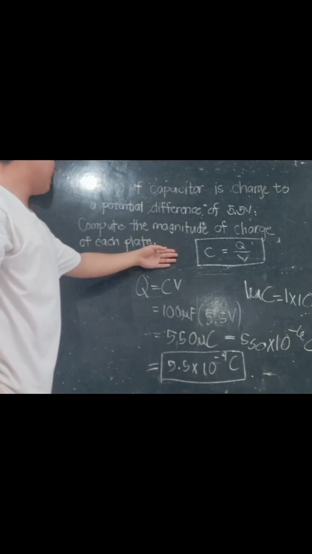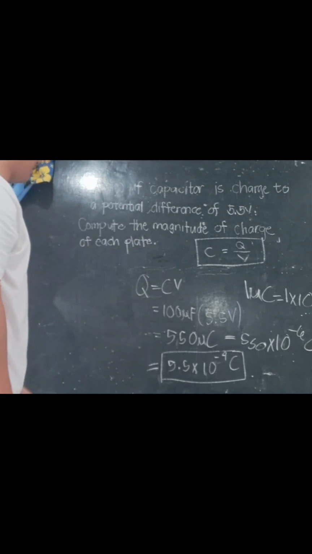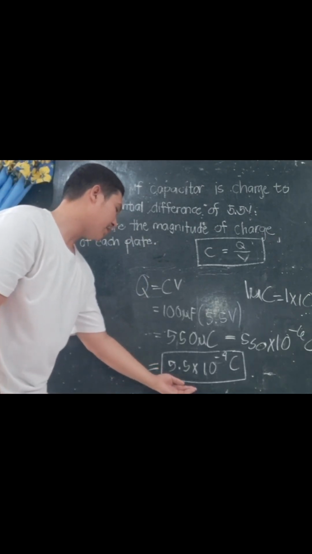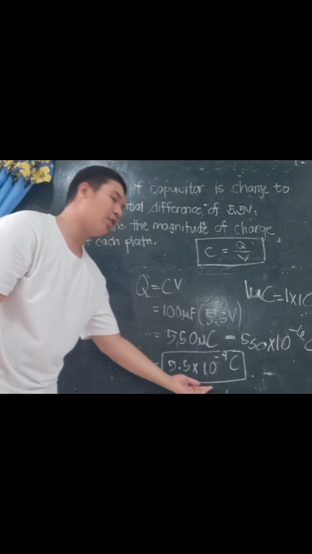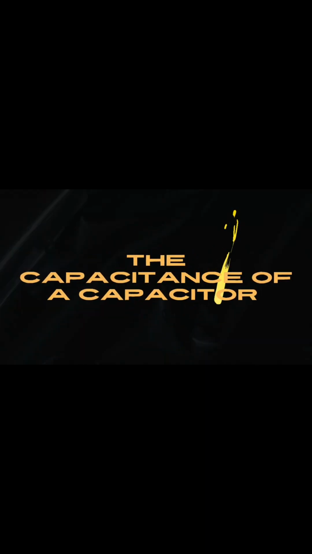The magnitude of the charge of each plate is 5.5 times 10 to the power of negative 4 coulomb. The capacitance of a capacitor. Capacitance is also defined as follows: a capacitor has a capacitance of 1 farad when a charge of 1 coulomb is stored on the plates by a voltage of 1 volt. Note that capacitance C is always positive in value and has no negative units.